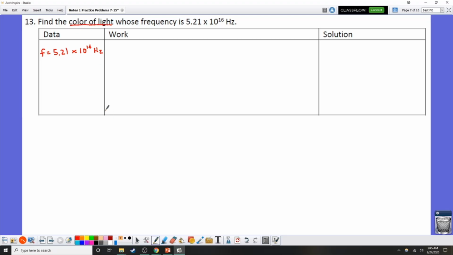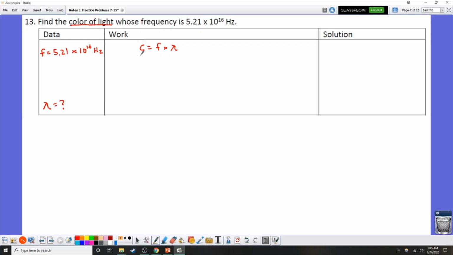Well, there's no real unit for the color of light, but we did learn in the notes that color of light corresponds to a certain wavelength of light. So what the question is asking for is, what is the wavelength? All right. So the color of light corresponds to the wavelength, so we can pretty much just substitute the word wavelength for color of light. Find the wavelength whose frequency is 5.21. All right. Is there an equation that associates frequency and wavelength? Sure there is. It's c is equal to frequency times wavelength.